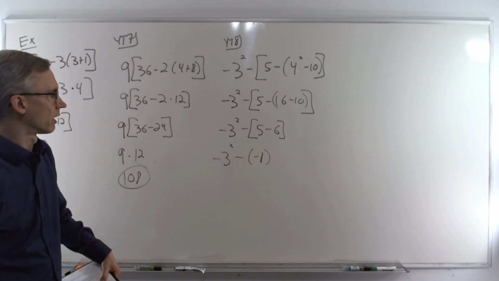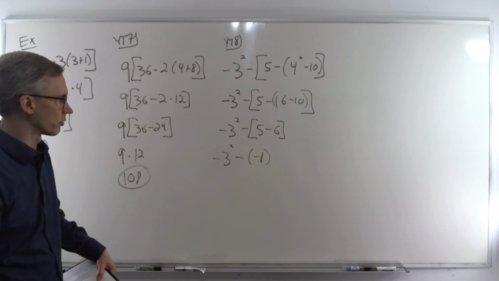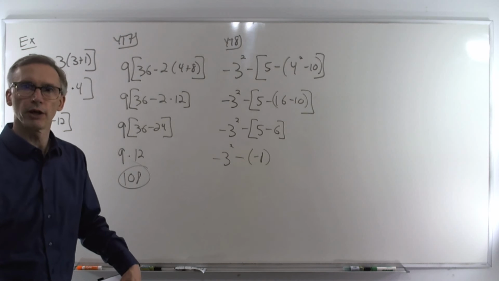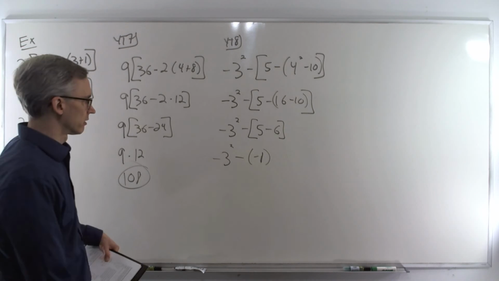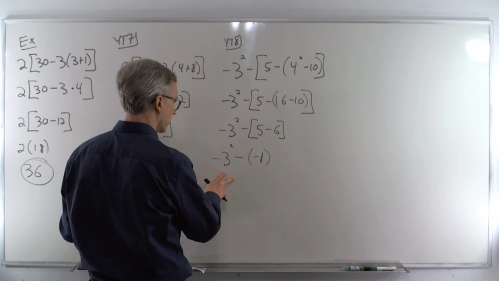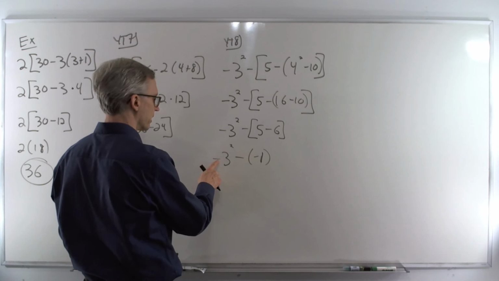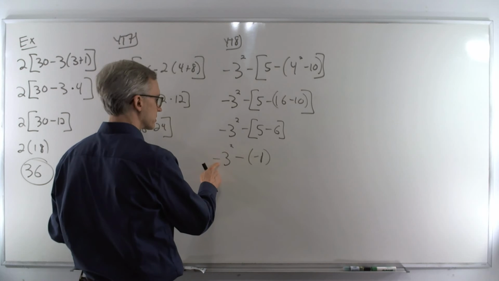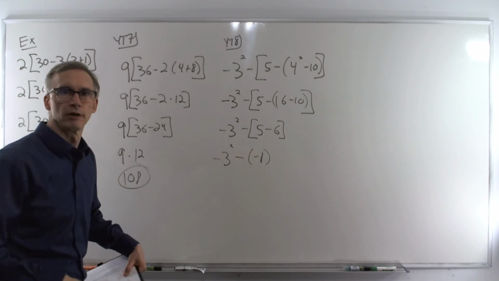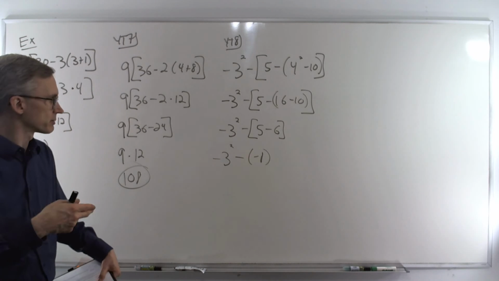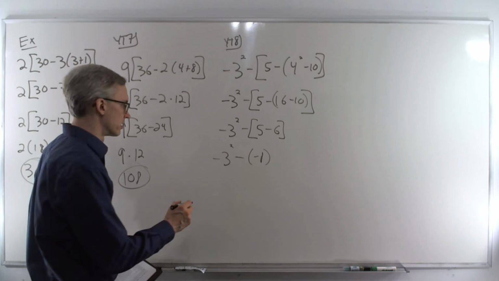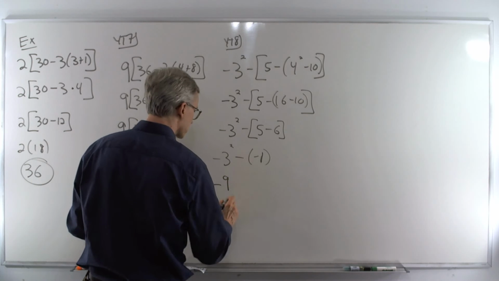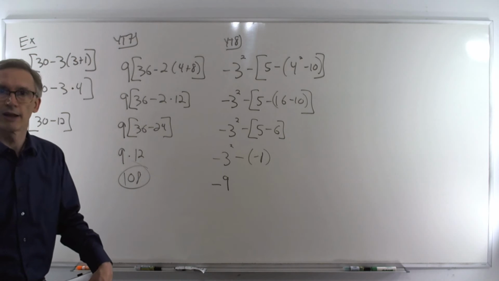All right, exponent comes next. So what are we squaring here? Are we squaring 3 or -3? Well, there's no parentheses. So think of this as being -1 times 3 squared. Using order of operations, we're going to start with the exponent. 3 squared is 9, so that means this is -9. Biggest mistake I see is people writing +9 there.